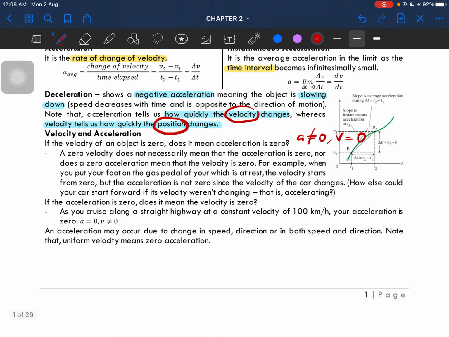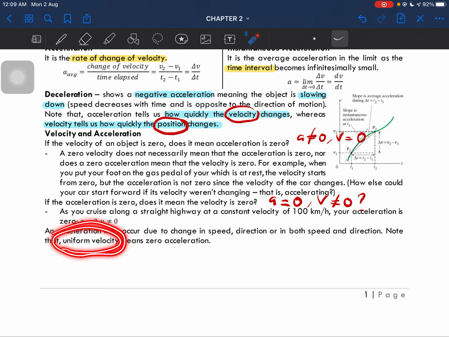Next one, if acceleration is 0, does it mean the velocity is 0? No, it does not mean that. Velocity shouldn't be equal to 0 when acceleration is equal to 0. Acceleration may occur due to change in speed, direction, or in both speed and direction. But make sure you understand that uniform velocity means 0 acceleration. Why? Because acceleration shows how quickly the velocity changes. If you understand these two sentences, you will understand the relationship between those two.